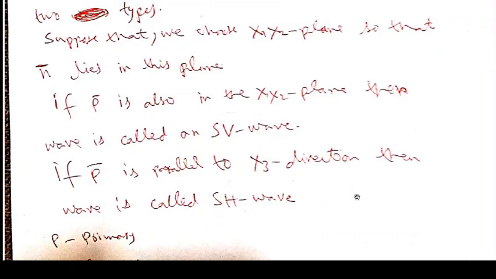So if you have a transverse wave, then further you will have two types. If your polarization vector P lies in the same plane in which n lies, then you will have SV, and if your P is along the third direction, then you will have the SH wave.